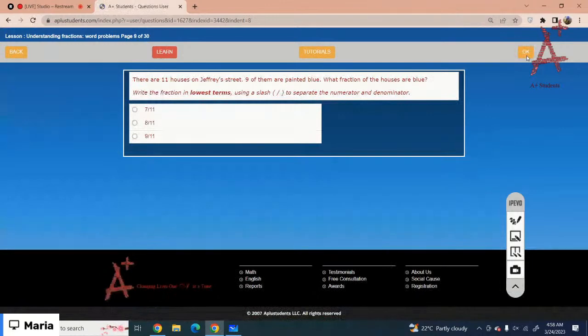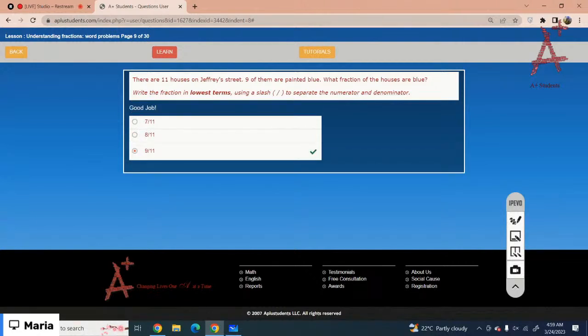Okay, the next one is: there are 11 houses on Jaffrey's Street. 9 of them are painted blue. What fraction of the houses are blue? So the total houses are 11, and out of the 11, just 9 of them are colored blue. So what fraction is it? It is 9 over 11. Got it? So the correct option is 9 over 11. So just select the correct option and click on the OK button. Got it?